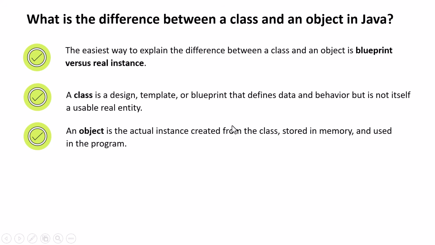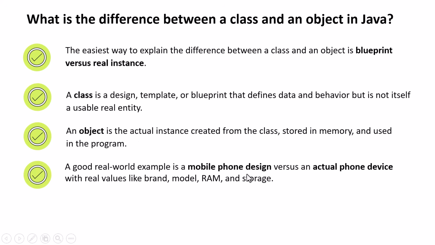It exists in memory, stores real values, and can be used in the program to call methods and perform operations. A good real-world example is a mobile phone design and an actual phone device.